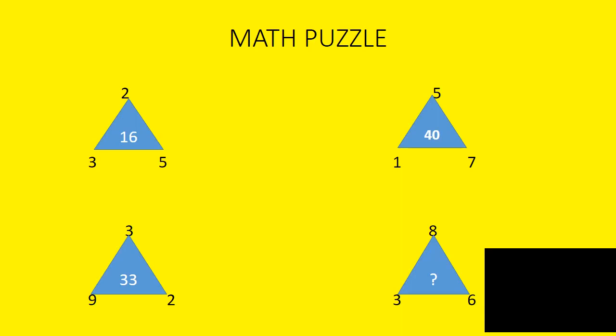In the third triangle, left hand side 9 3s are 27, right hand side 3 2s are 6. 27 plus 6 is 33. Similarly, in the fourth triangle, left hand side 8 3s are 24 and right hand side 8 6s are 48. 24 plus 48 is 72. Okay, children? Yes.